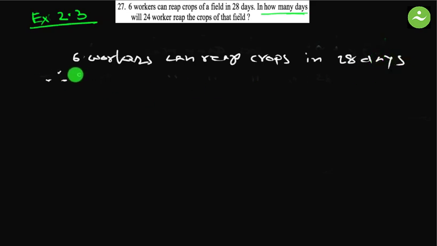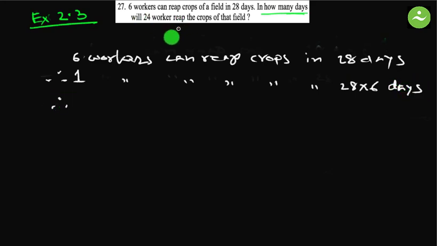Therefore, we are doing it by the unitary method. So we find out the unit value. Therefore, one worker can reap the crops. For the same work, when only one worker does it, the days will increase. So we multiply by 6. 28 multiply 6 days. Better we write the unit, days.